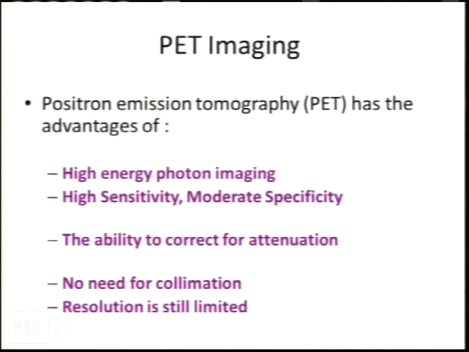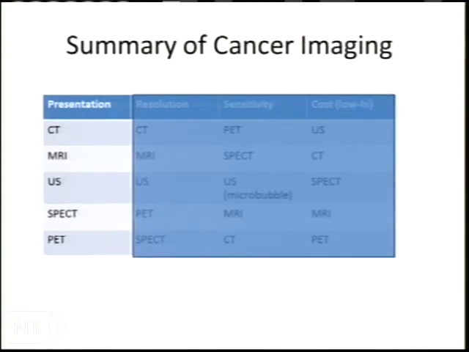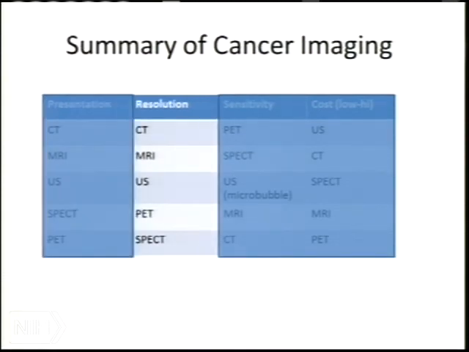So PET has the advantages of being very high energy, high sensitivity, and moderate specificity, the ability to correct for attenuation, no need for collimation, and pretty good resolution. So I've taken you through a modern radiology department, and we'll just go through a brief summary. As we look at resolution, the top of the heap is CT, followed by MRI, followed by ultrasound, followed by PET and SPECT. So if it's resolution you need to see something really small, generally CT is the best.